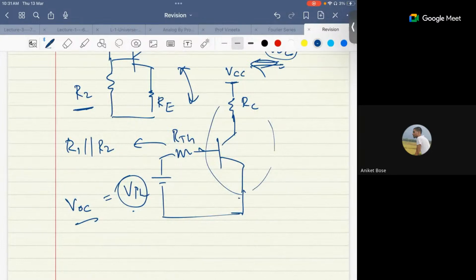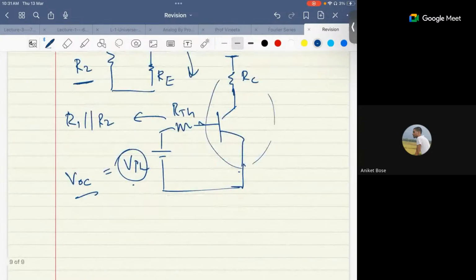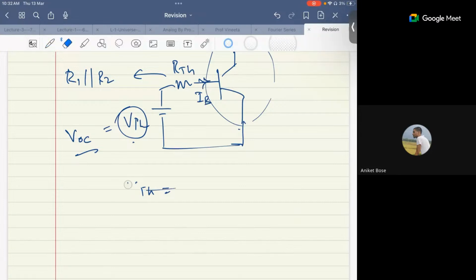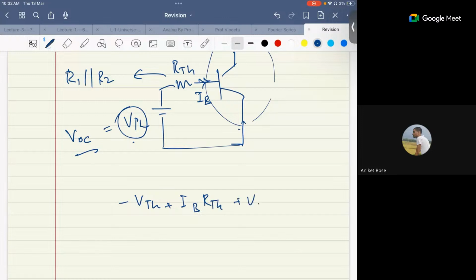See, VTH also you can calculate. VTH, for example, this is the equivalent circuit, right? You calculate VTH. VTH will be in terms of IB. If there is no IB, then it's very simple. If in terms of IB, because there is some IB you are thinking, right? So VTH will be minus VTH plus IB times RTH plus VB, correct?